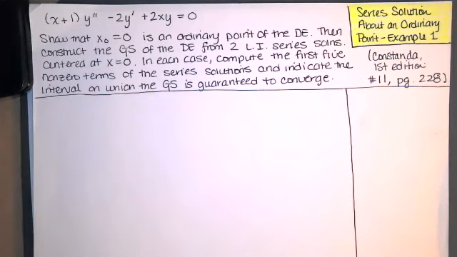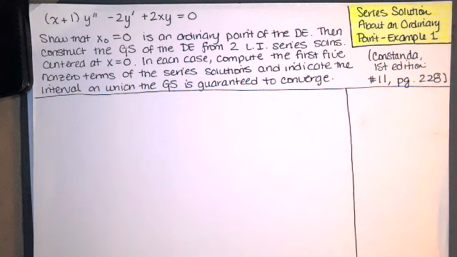In this video, we're going to solve an example problem using a series solution about an ordinary point. So we've got this second order differential equation, and we're asked to show that x naught equals 0 is an ordinary point of the differential equation. And then we're asked to construct the general solution from two linearly independent series solutions centered at x equals 0.